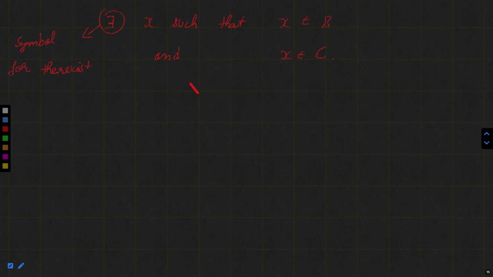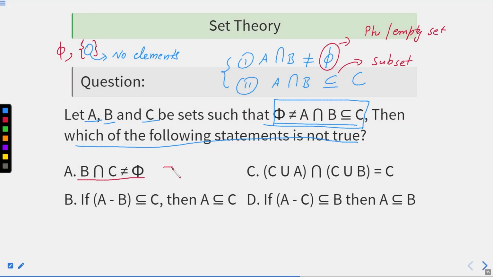So what does this mean? This means x must belong in the B intersection C set. This means B intersection C is a non-empty set. This further implies that B intersection C is not phi. Clear? So our first statement is true, but we have to find the statement that is not true.